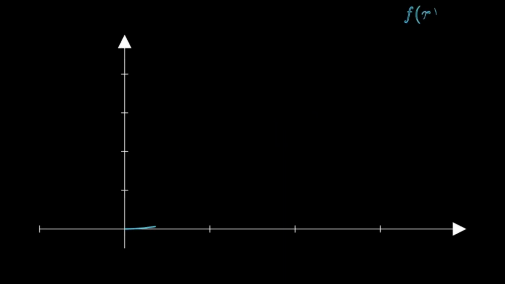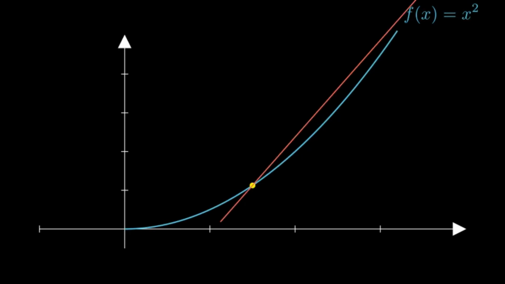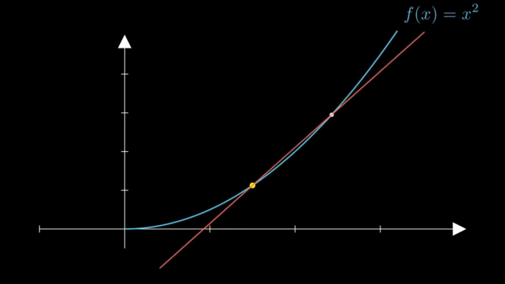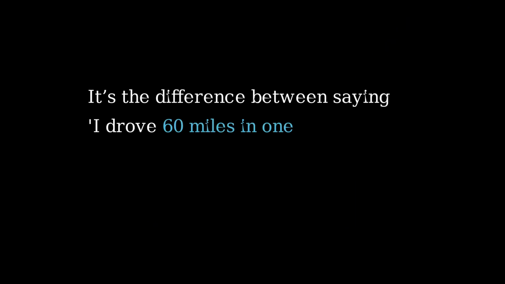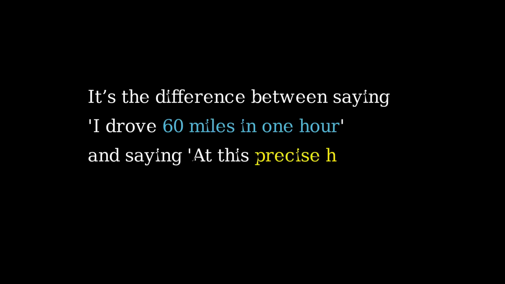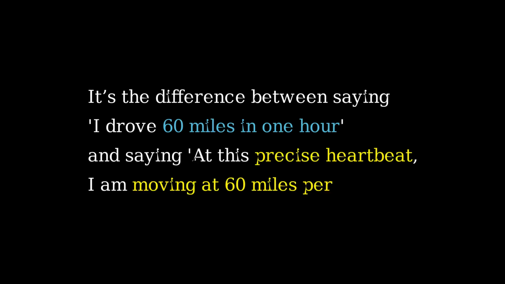By shrinking the distance between 2 points to essentially 0, we transition from an average rate of change to an instantaneous one. It's the difference between saying I drove 60 miles in 1 hour and saying at this precise heartbeat, I'm moving at 60 miles per hour.